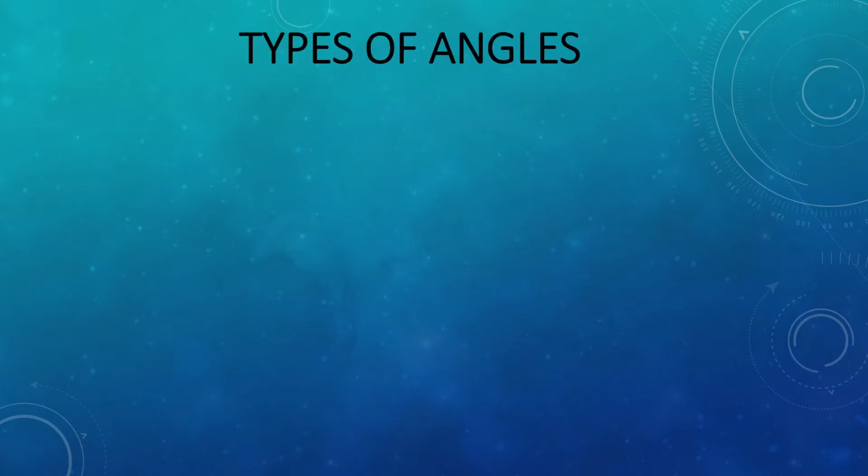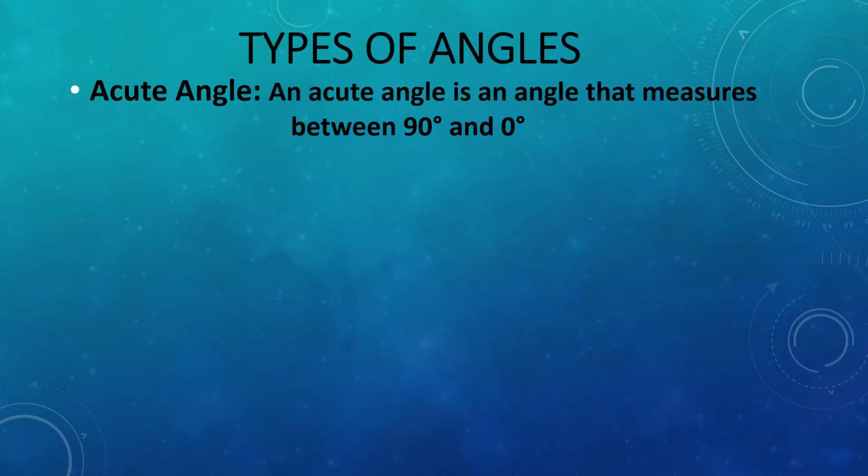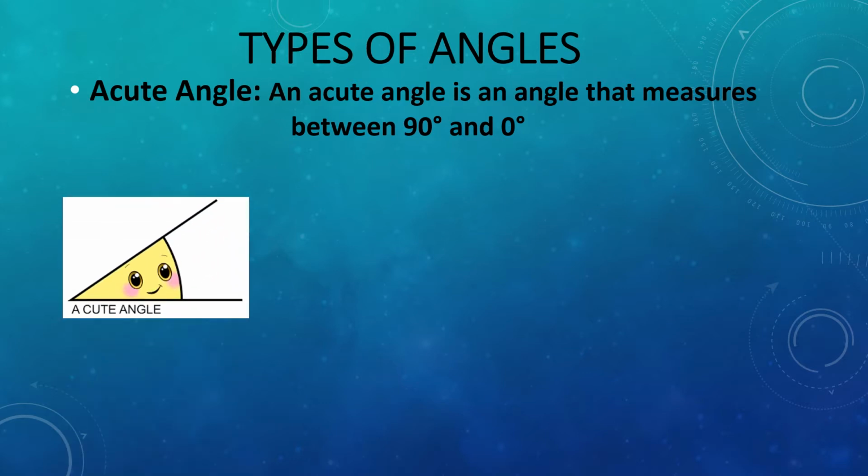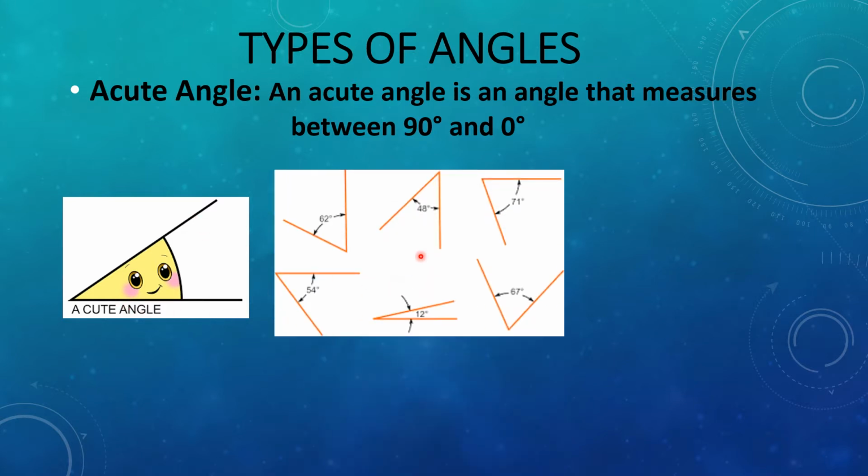Next, types of angles. Now, what is acute angle? An angle lying between 0 degree and 90 degree is known as acute angle. Here you can see that this measure is between 0 and 90, so it is known as acute angle. See, these are acute angles. The measure of acute angle is always less than 90.